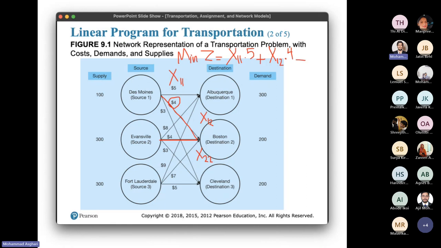The same goes for the other arcs. We can easily write them by just multiplying the cost per unit by the related decision variable. And the last one, X33, multiplied by the cost of sending a unit from source 3 to destination 3, $5. Okay. Is it clear for you? If you have any question, please ask.